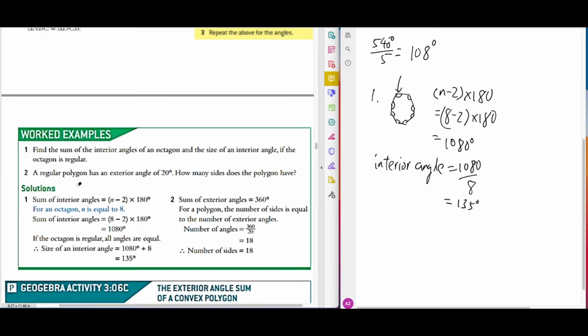So a regular polygon has an exterior angle of 20 degrees. How many sides does the polygon have? Just to give you some context, an exterior angle. If I draw a pentagon again, as we know, this is the interior angle, right? To find the exterior angle, you have to draw a line from here and then mark this angle. So this is called an exterior angle.